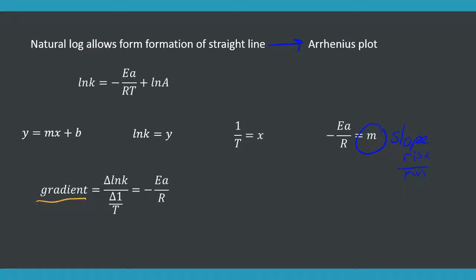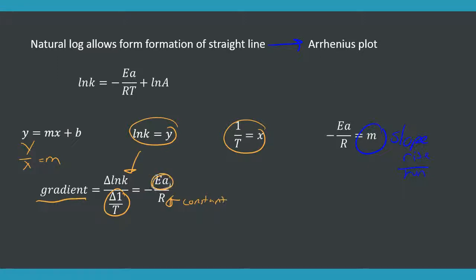So the gradient is going to be the change in ln k, because that's your y, over the change in 1 over T, because that's your x. And that equals your m, right? So y over x equals m, and so that's your Ea over R. R is a constant, so your only unknown is Ea.